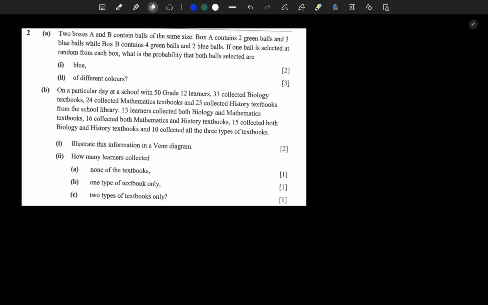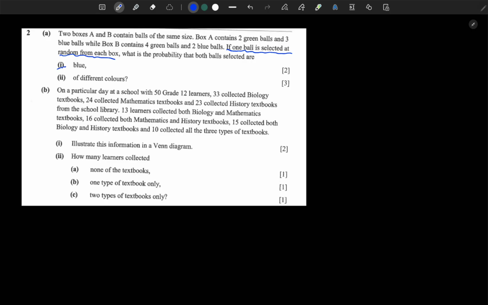Two boxes A and B contain balls of the same size. Box A contains 2 green balls and 3 blue balls, while box B contains 4 green balls and 2 blue balls. Then we have the point here: if one ball is selected at random from each box, what is the probability that both balls selected are, Roman number 1, blue?